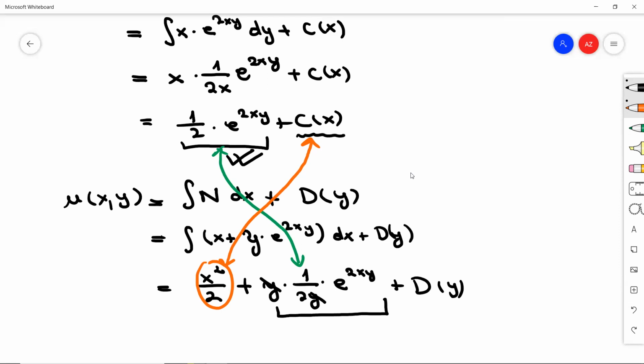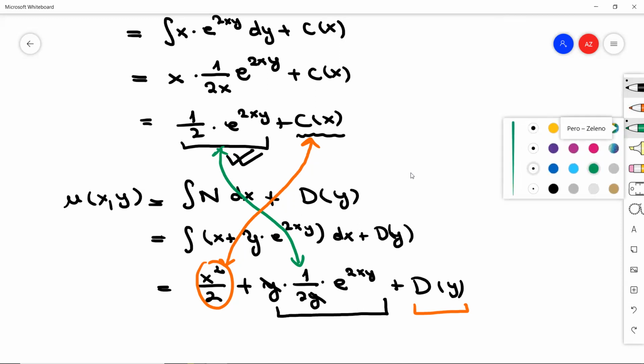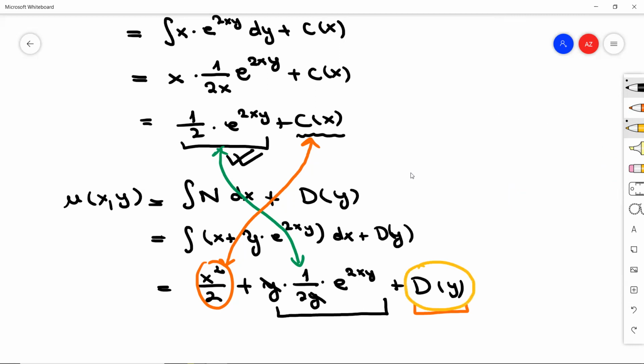And then here we have also a function of y, but this function of y was already covered, because this function of y should occur here, but this part also occurs here. So this function of y is in fact already covered by the first term.